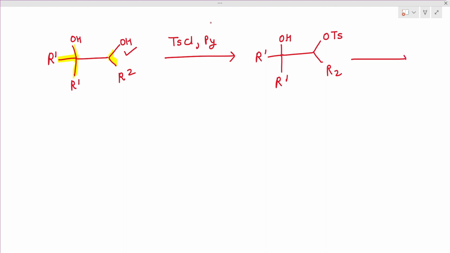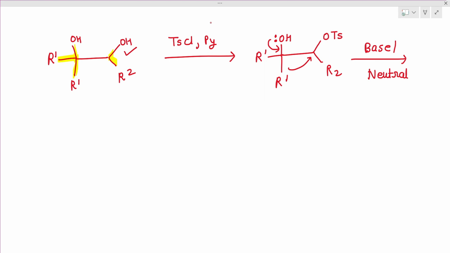Okay, now this OTs in the presence of base or neutral medium. You should remember here that in the case of semi-Pinacol rearrangement, we are not taking the acidic medium. Either the medium is basic or neutral. Okay, so now the same thing happens. This R group will migrate to this position. The push is provided from here. Okay, this group is going here.